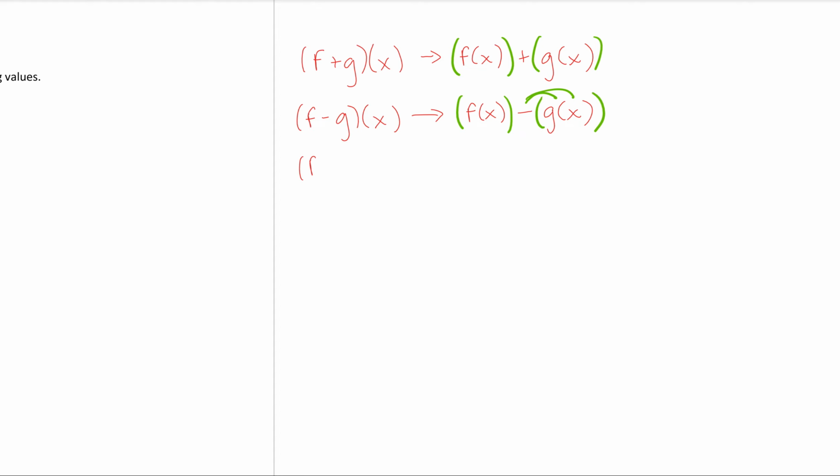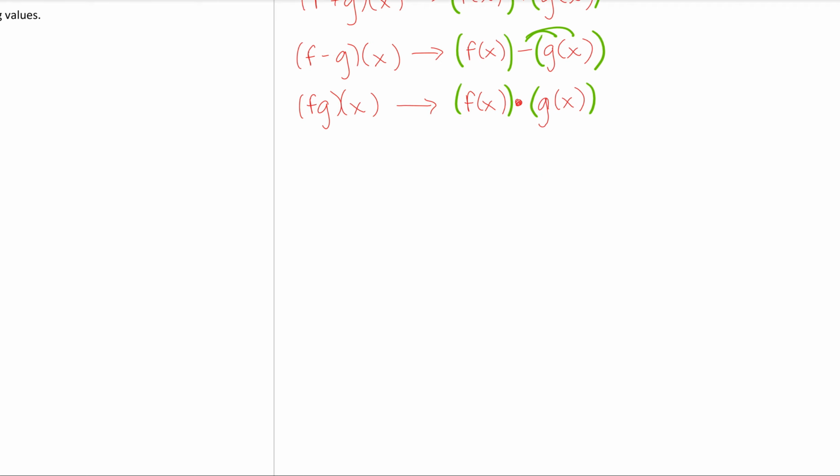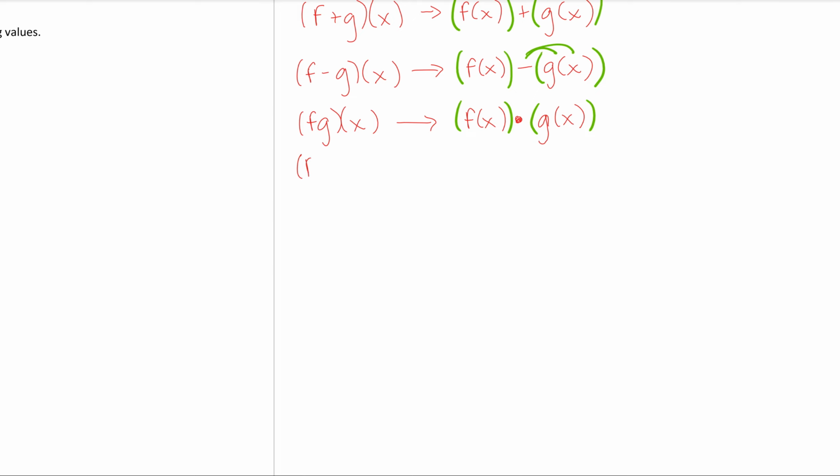All right, next notation is multiplication, so we get f g of x. This means that you're going to take f of x and multiply it to g of x. Again, make sure that you are using parentheses. Next, you'll see f slash g of x. This means that you're going to divide f of x by g of x. Again, just to be safe, get in the habit of putting parentheses.